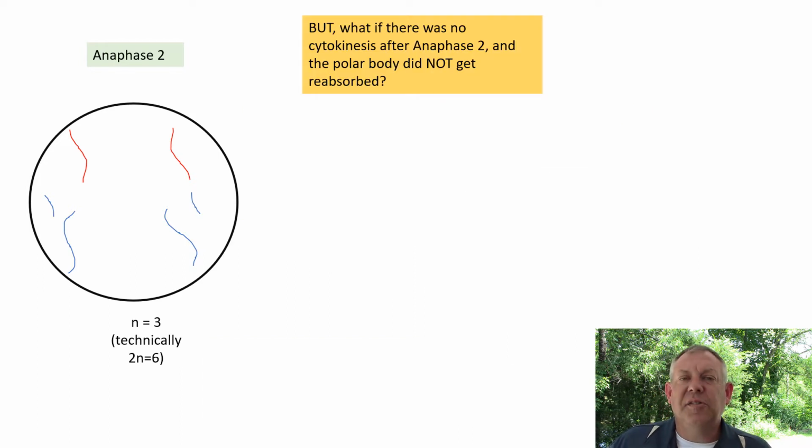But what if there was no cytokinesis and no telophase 2 after anaphase 2? And so what if that cell stopped in meiosis 2, no sperm came in, but no cytokinesis happened either? So the polar body does not get ejected. The polar body does not get reabsorbed. Okay? Technically, at this point, you have a diploid organism.